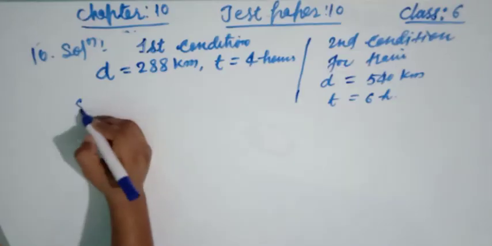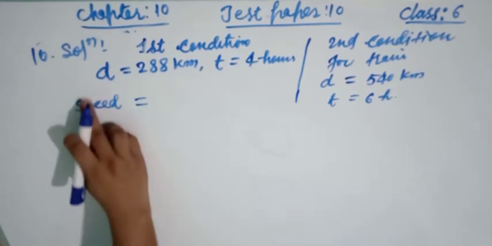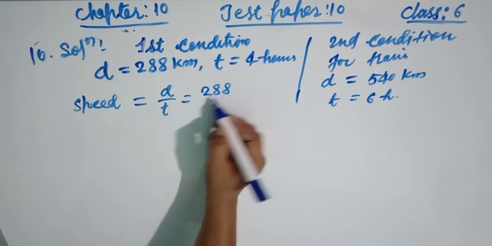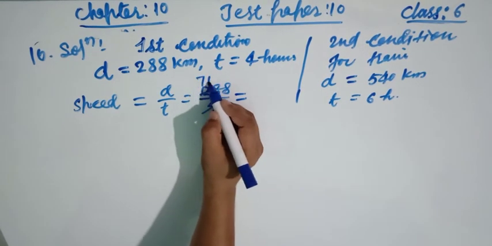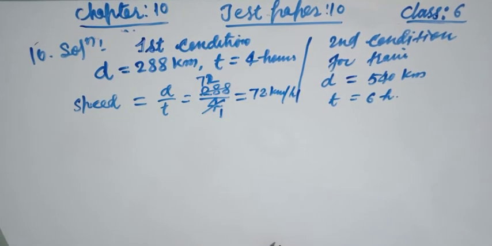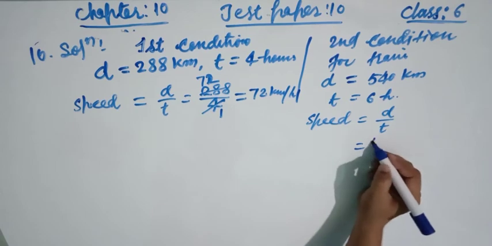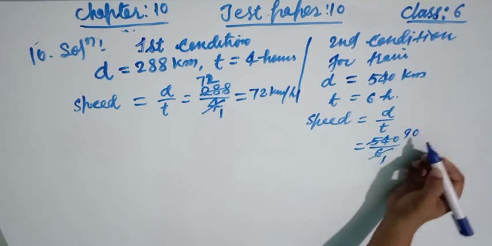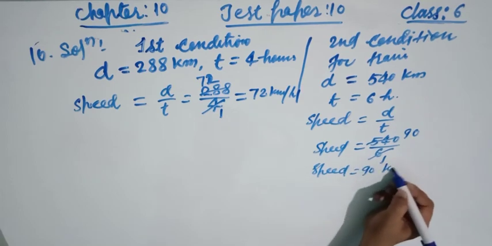First find the speed. Now the speed, friends, we can write the speed is distance by time. So distance is given 288 and the time is given 4 hours. This is kilometer per hour. 4 7 ja 28, 4 2 ja 8, this is 72 kilometer per hour. Now friends, the speed of the train is equal to distance by time. So the distance is 540 and the time is 6. 6 9 ja 54, 6 0 ja 0. Now the speed is equal to 90 kilometer per hour.